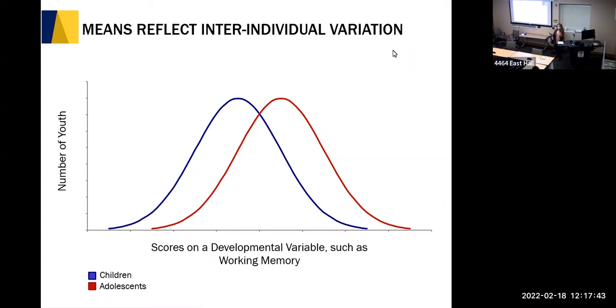And means are good, averages can be helpful. We can say, right here in the middle of this normal distribution, a red line down, that's our average working memory for an adolescent. One value that represents working memory in adolescents, that's a useful metric. We can do the same thing for children and say, there's our one average. And we can look at these averages and say, ah, yes, adolescents on average have better working memory than children. That's a good universal group level takeaway.